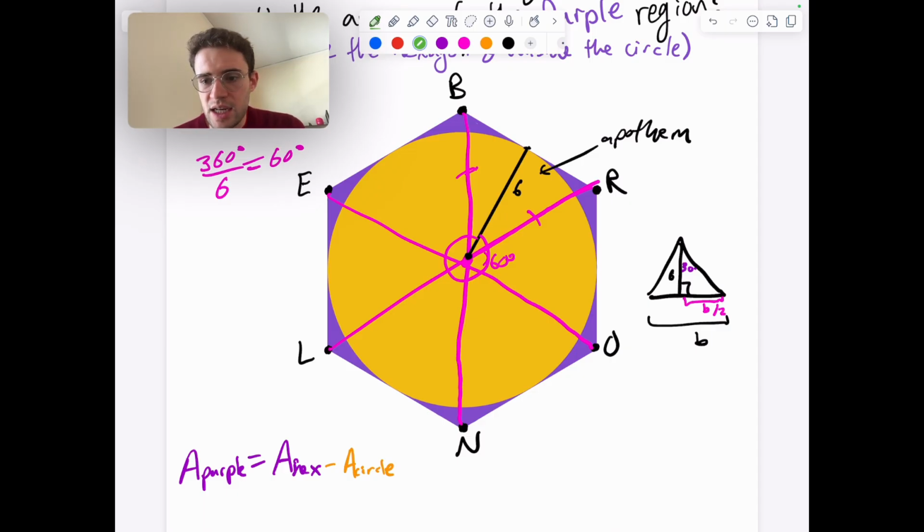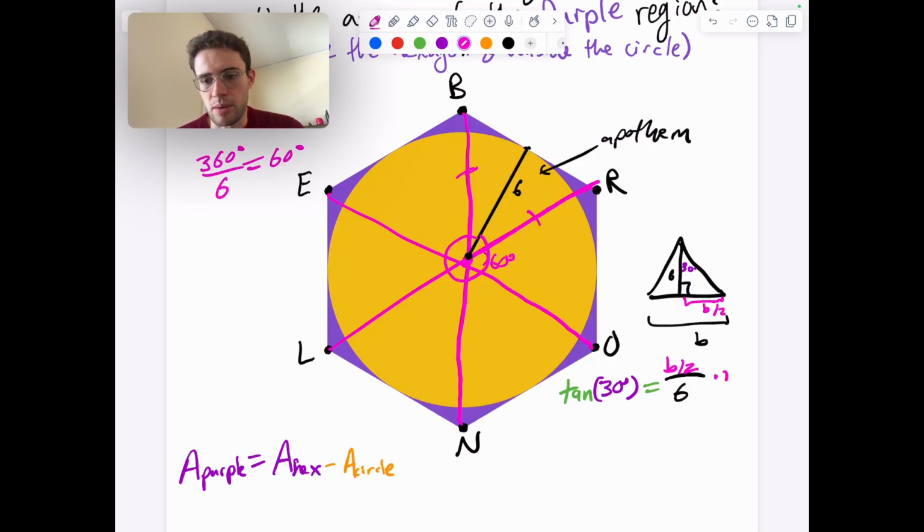We have opposite is the base over 2 and the adjacent is 6. Opposite and adjacent uses tangent. Tangent is TOA. So the tangent of 30 degrees is equal to the base over 2, half of the base, divided by the adjacent, which is, again, the apothem, 6. Now, to get the base alone, you're going to have to multiply by 6 and then multiply by 2 to get rid of that, divide by 2 because it's half the base.